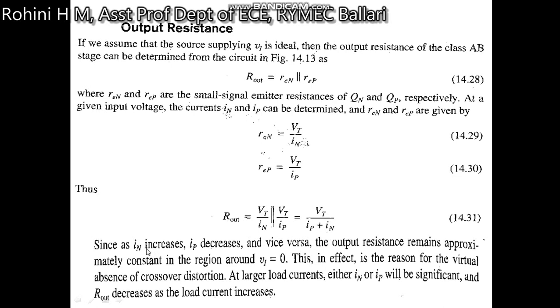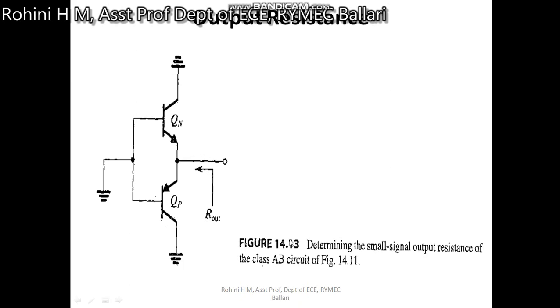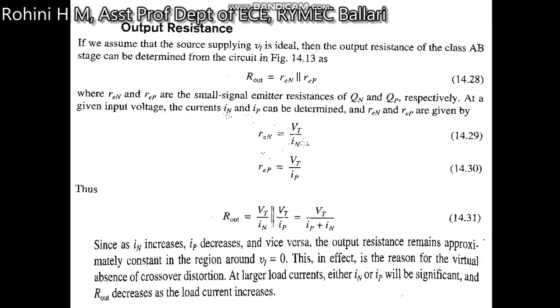Since when IN increases, IP decreases. Why? Because we have discussed here in this expression, when IN increases, then IP decreases by the same ratio, whereas the output remains constant. Recalling the same thing, and vice versa, the output remains approximately constant in the region around when Vi is equal to 0.